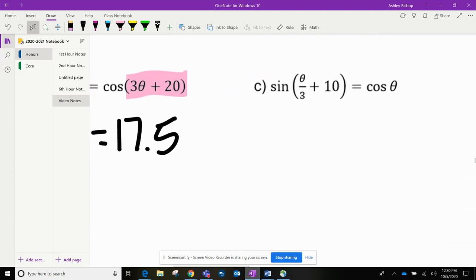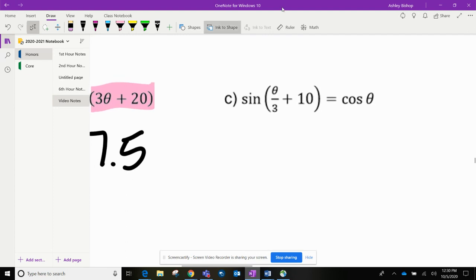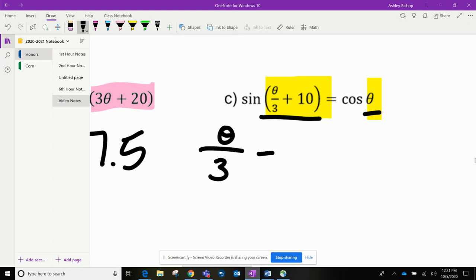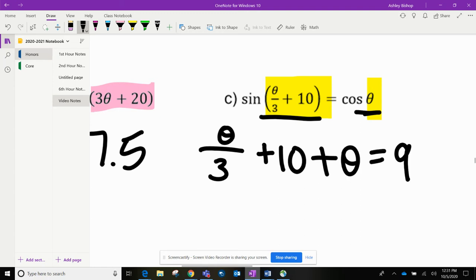And then C over here, I want to show you this one. Don't be feeling down that there is a fraction here. Don't let that deter you. Don't feel undetermined. Again, you know that this angle plus this angle equals 90. So theta divided by 3 plus 10, this angle plus this angle, so plus theta equals 90.